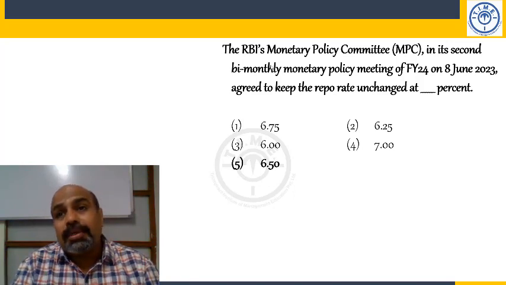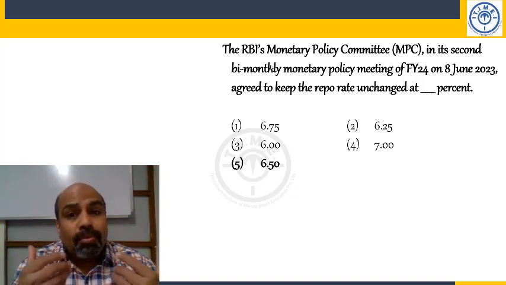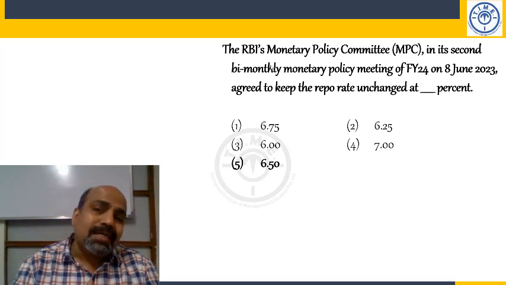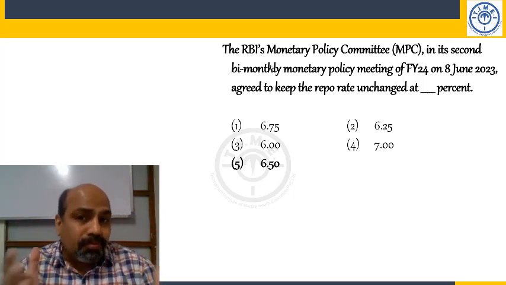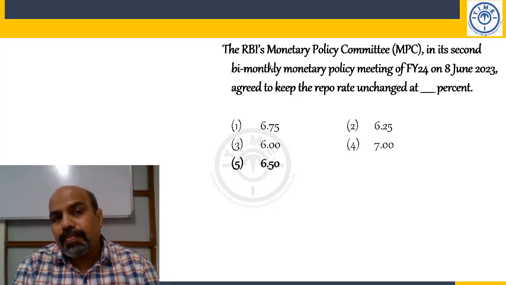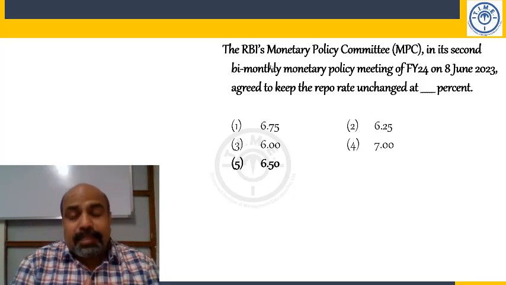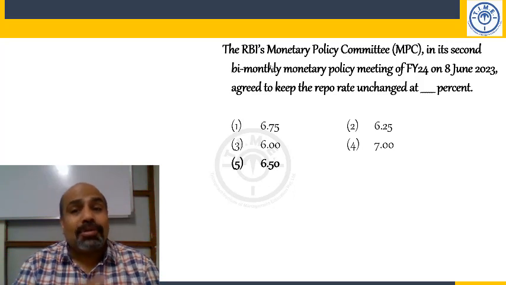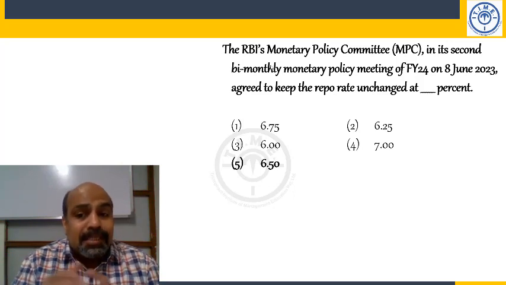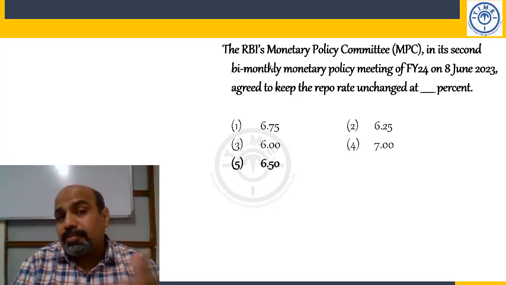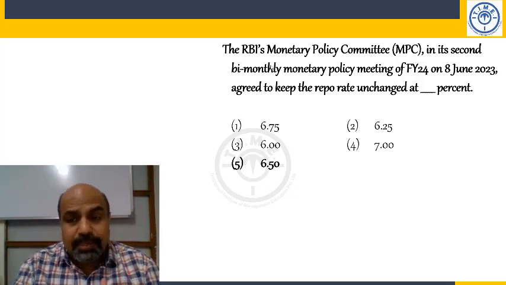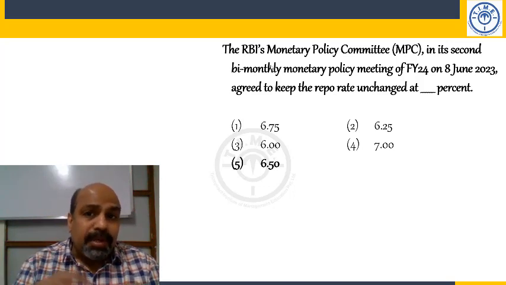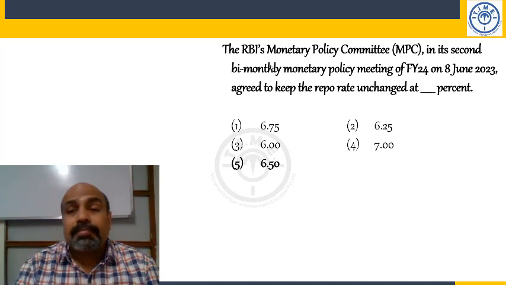Now you may speculate as to what's short-term. How short is short-term? Well, in economics, anything below 1 year is considered short-term. They say that in the long run we are all dead. So we need to appreciate that short-term is less than 1 year. And in this case, repo rate, which is the rate of interest charged by the RBI when it lends to commercial banks, is 6.5%.